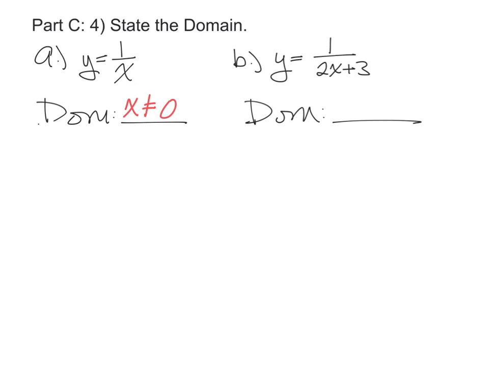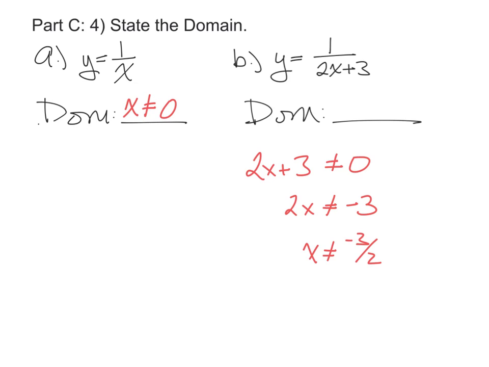As the rational function gets a little bit more complicated, 1 over 2x plus 3, remember it's the denominator that cannot equal 0. So just take the whole denominator, 2x plus 3, and say that it cannot equal 0. And now we simplify. So subtract 3, 2x can't equal negative 3. Divide by 2, x cannot equal negative 3 halves. That means our domain is going to be all real numbers such that x cannot equal negative 3 halves.